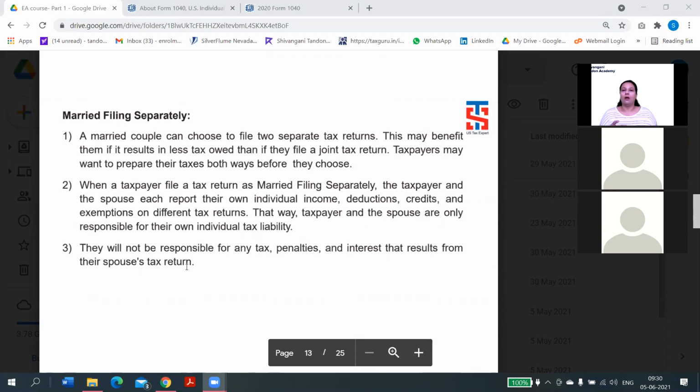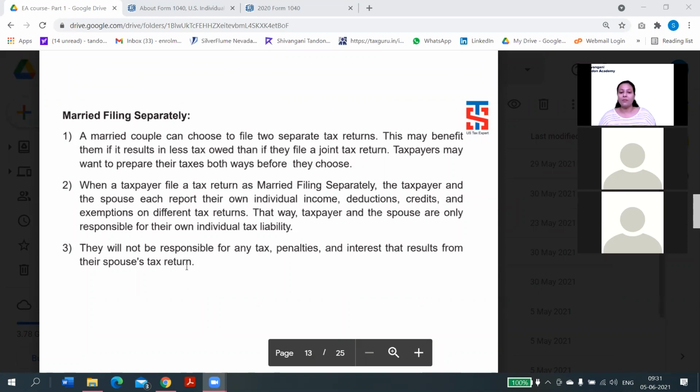What benefits will you get? What are the advantages you will get? For any filing status, the best way is to do proper planning. So if you think you are going to file an MFS return, prepare your return following the MFS status and see if you have any tax advantage on this or not. If a married couple can choose to file two separate tax returns, they may find it results in less tax compared to a joint return.